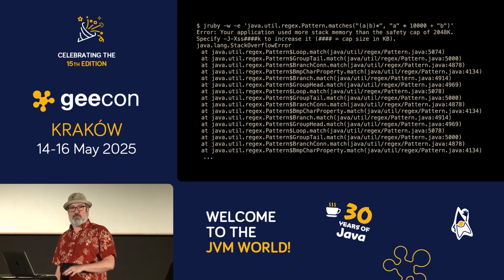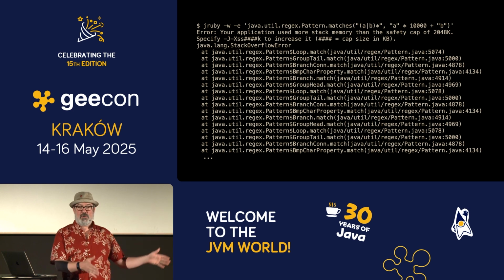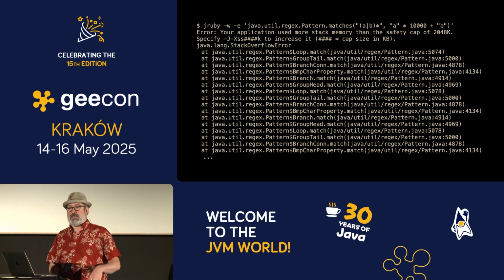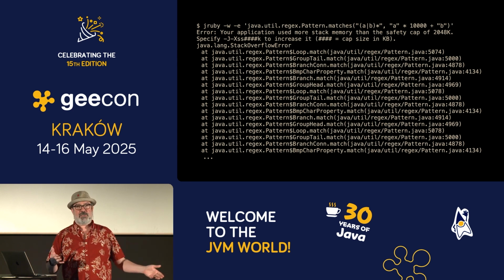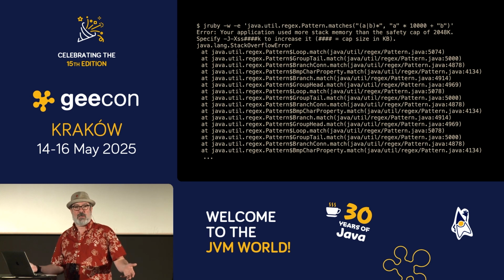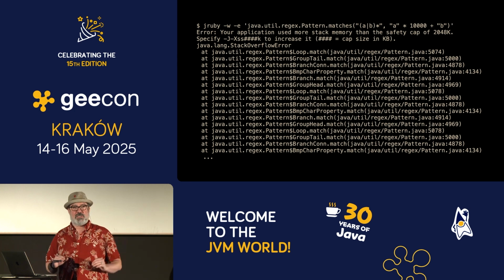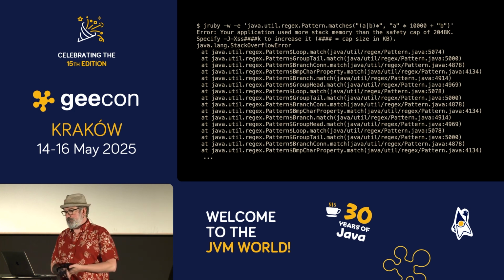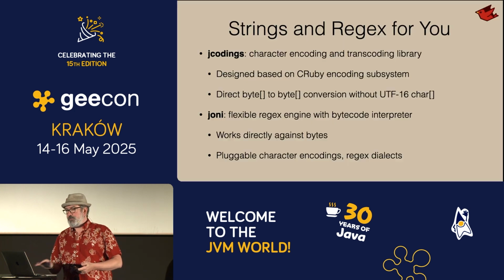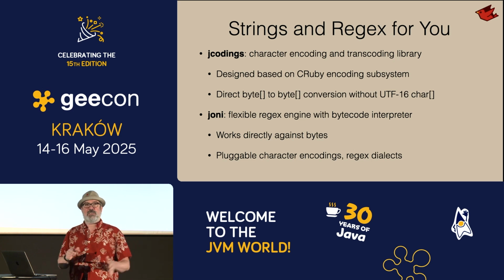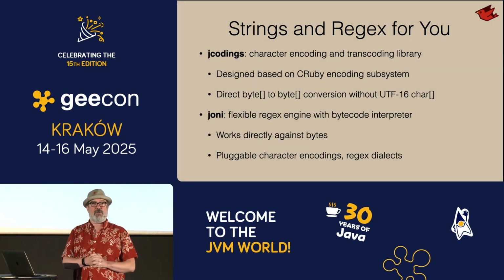This turned out to be important for us because people in the Ruby world like to use regular expressions for things like matching JPEG headers in a very large data stream. Once we had a complicated enough regular expression and enough input data, it would just blow the stack and we couldn't even run the application. So, for you, these libraries are available and they're standard Java implementations.